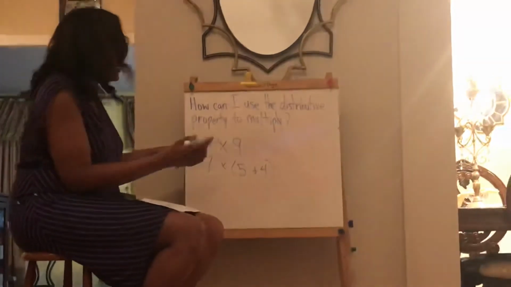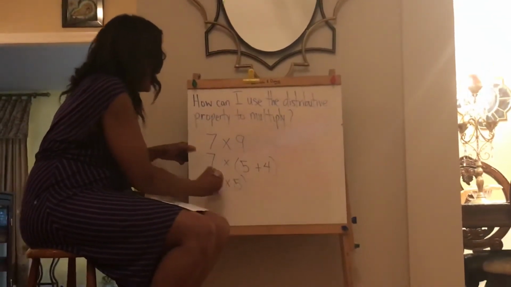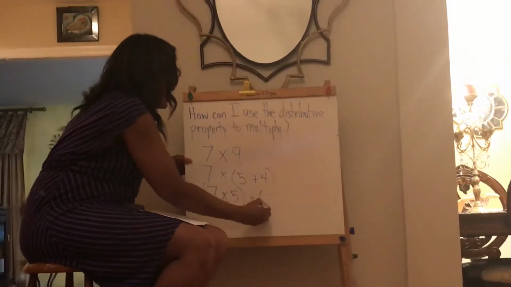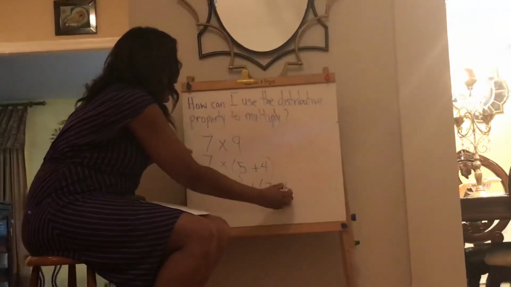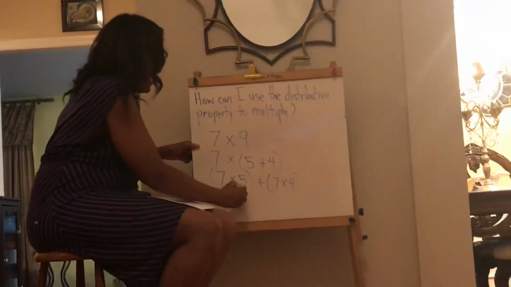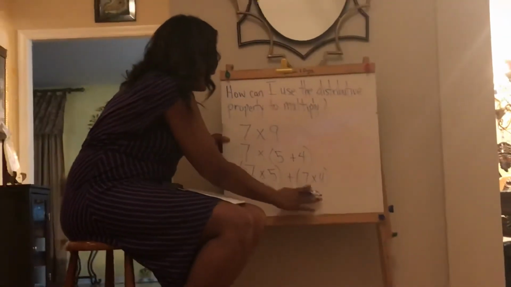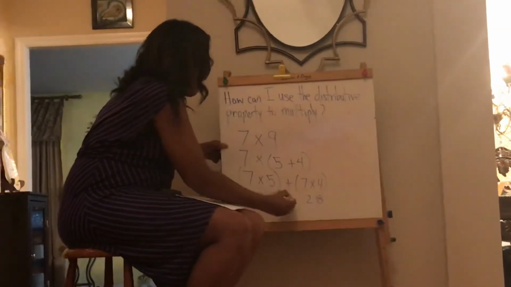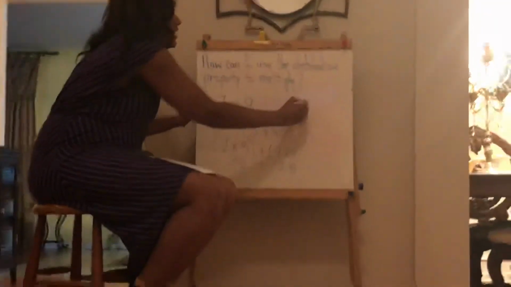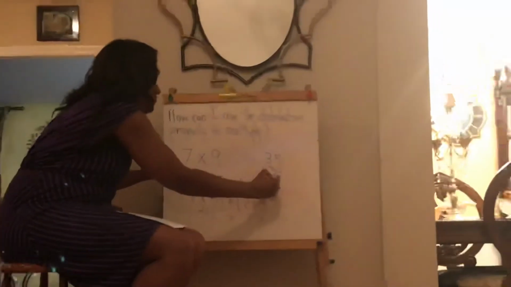bit easier to find. And then we distribute the 7 into 7 times 5, and we also have 7 times 4. So 7 times 5 is 35. 7 times 4 is 28. Let me write that a little neater. This may not be as easy to solve mentally, but you can just use addition.